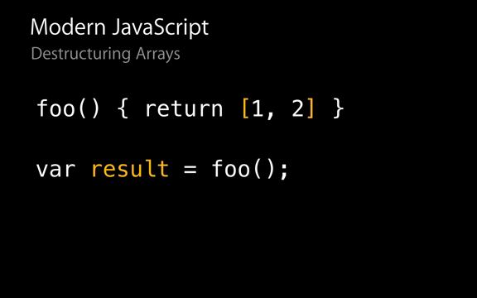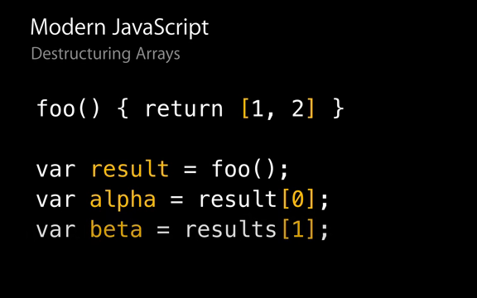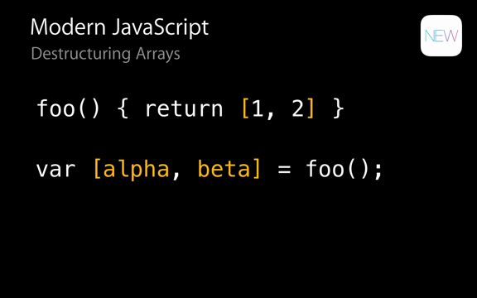And traditionally, I would have to collect that in a result object. And I would have to break each piece off from that array to use it in a separate variable that made more sense in the scope I was using it in. But with destructuring, we can break that down into one line.